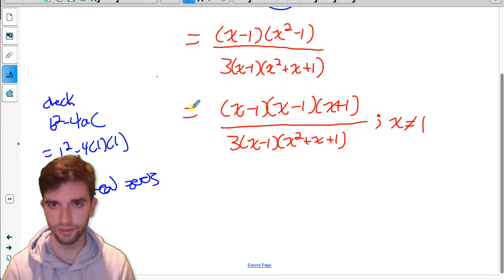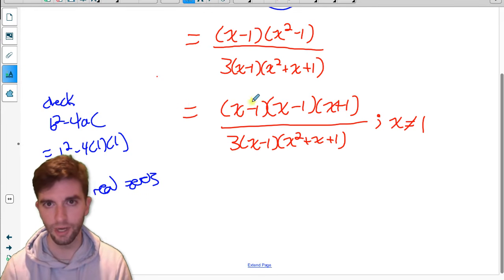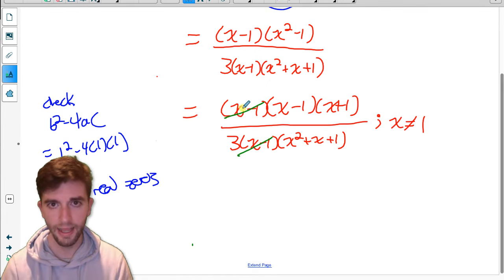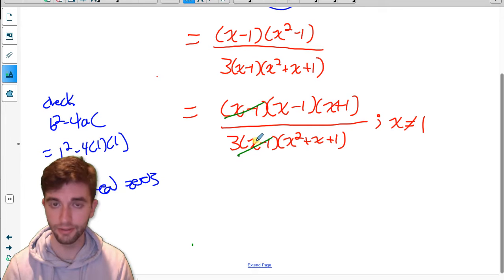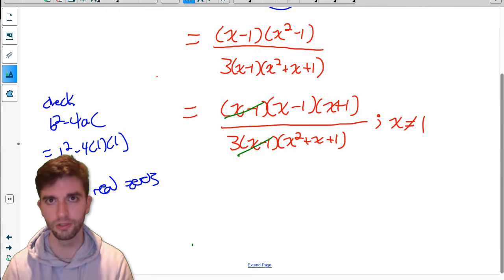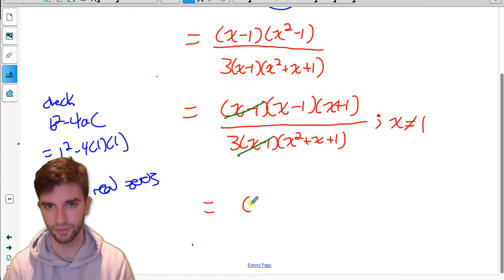Now let's see if we can reduce or cancel any factors. Well, I have a factor of x minus 1 here and x minus 1 here. Anything divided by itself is 1, as long as it's not 0 over 0. And this guarantees that it won't be 0 over 0, so we're allowed to reduce. So all we have left, in the numerator, I have x minus 1 times x plus 1.